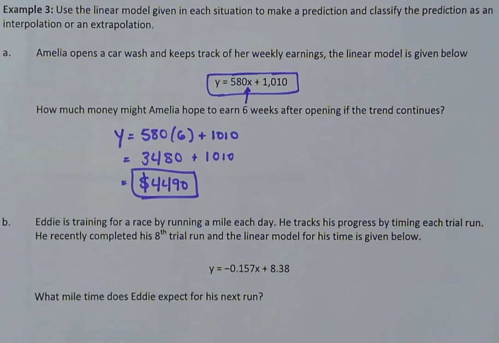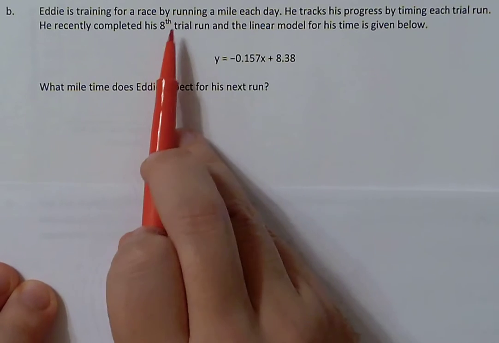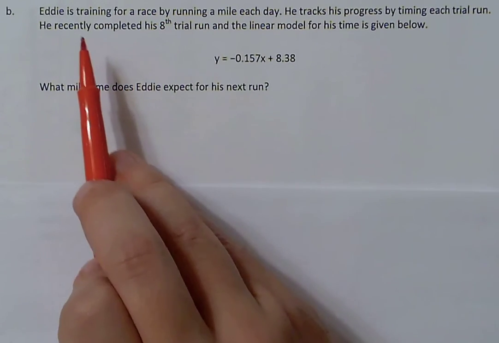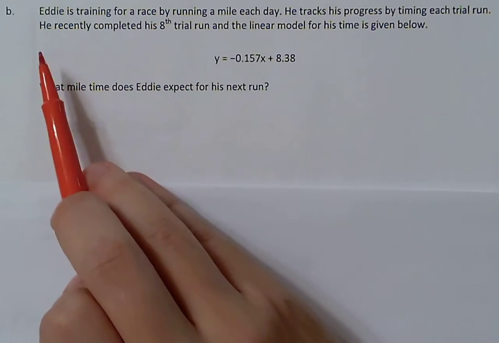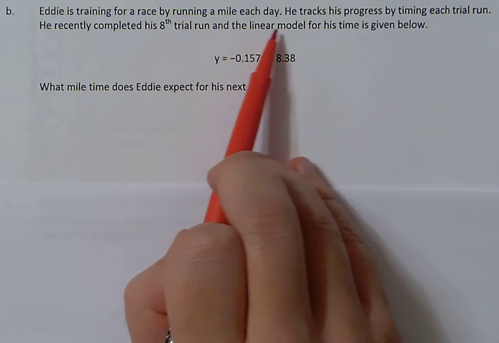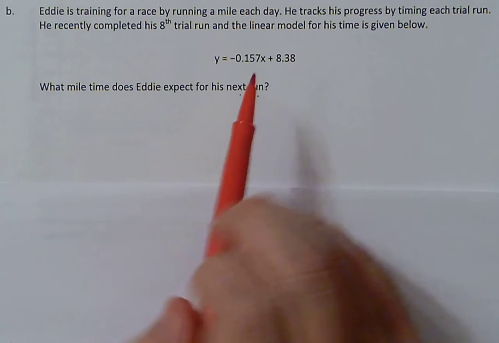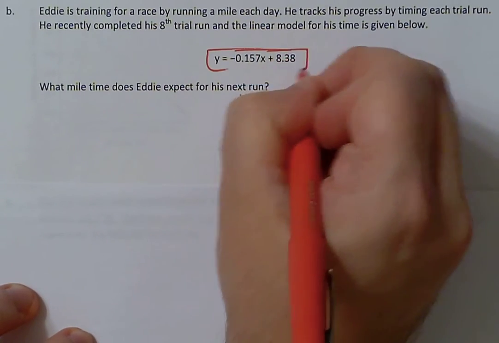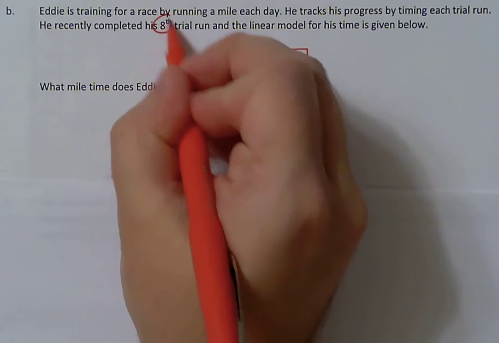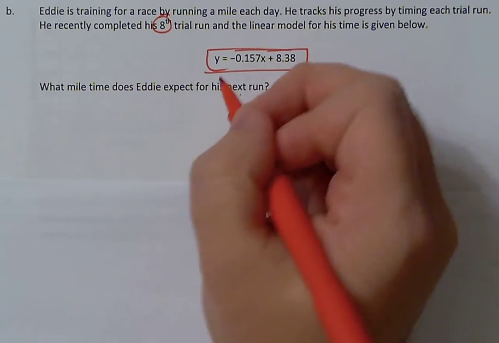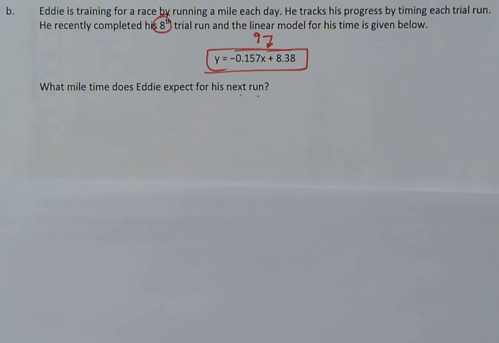All right, for part B, Eddie is training for a race by running a mile each day. He tracks his progress by timing each trial run. He recently completed his 8th trial run, and the linear model for his time is given below. So what mile time does Eddie expect for his next run? We're going to use this equation to figure out what he should expect to run for his next run. Because he has already run 8 trials, I need to plug 9 in for x, because his next trial run is his 9th trial run.